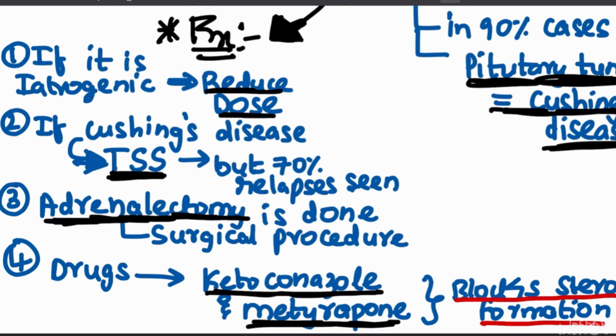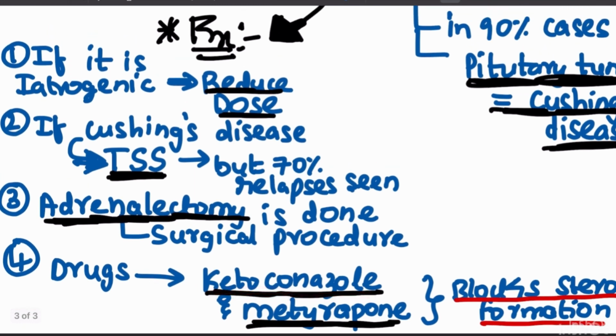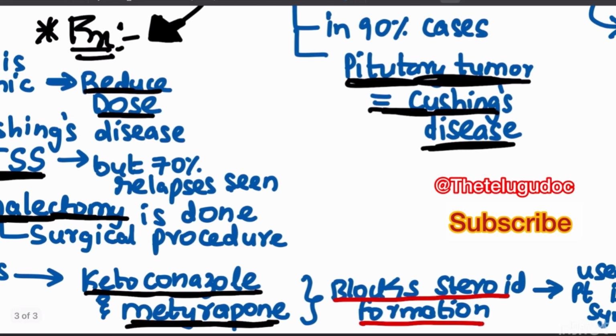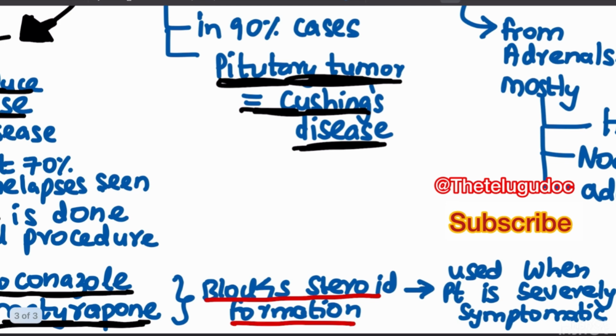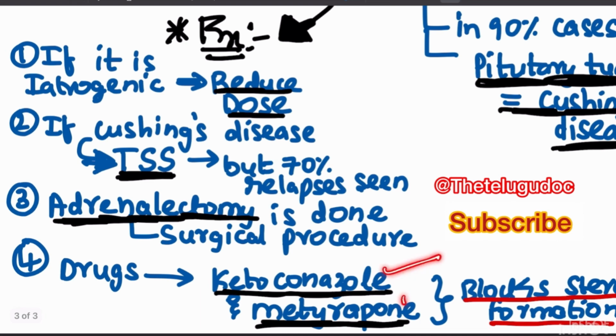Adrenalectomy is done, which is a surgical procedure. Drugs like ketoconazole, methylprednisolone block the steroid formation, due to which they are used when the patient is severely symptomatic. So gold standard drugs are ketoconazole, methylprednisolone.